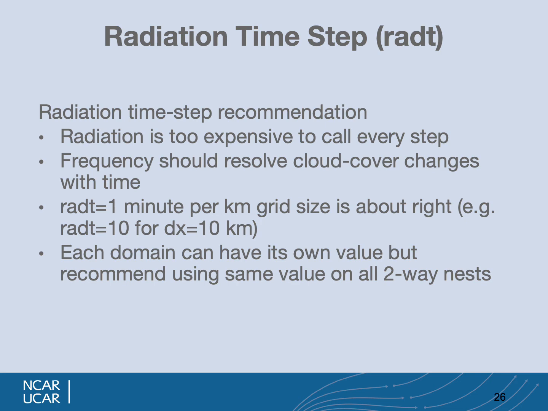The main reason for this frequency is that it should resolve the cloud cover changes with time. As the clouds move, you want the radiation to keep up with them. So having 1 minute per kilometer of grid size is roughly going to keep up with the clouds. That's the main change that occurs at high frequency. Each domain can have its own value, but we would probably recommend just using the same value on all nests. This rule combined with the model time step rule gives about one radiation call every 10 time steps.